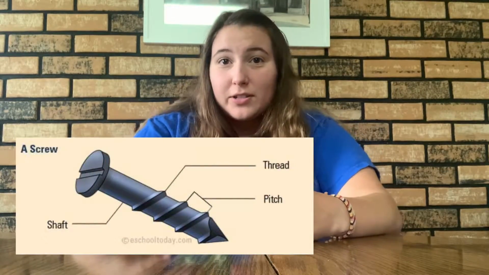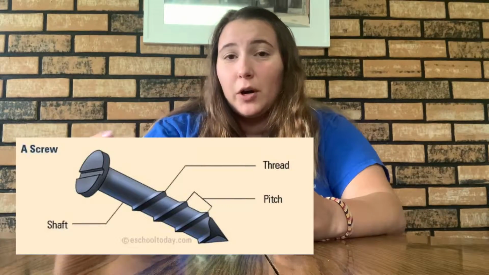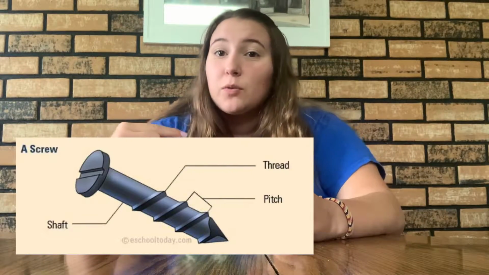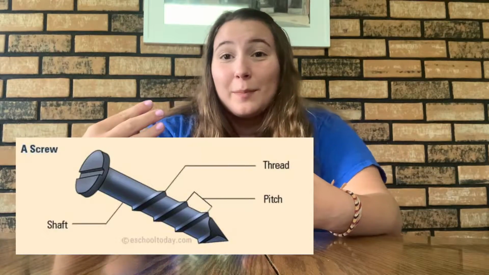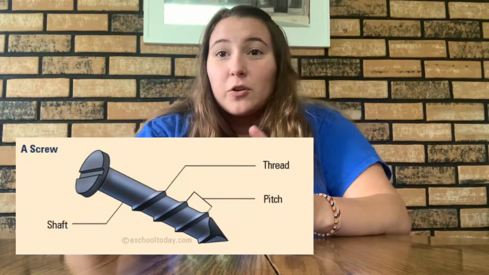Now, there are different parts of the screw. There's the thread, which are the ridges or grooves that wrap around the cylinder part of the screw, and the distance between those threads is referred to as the pitch of the screw. And then the area above the thread is referred to as the shaft.